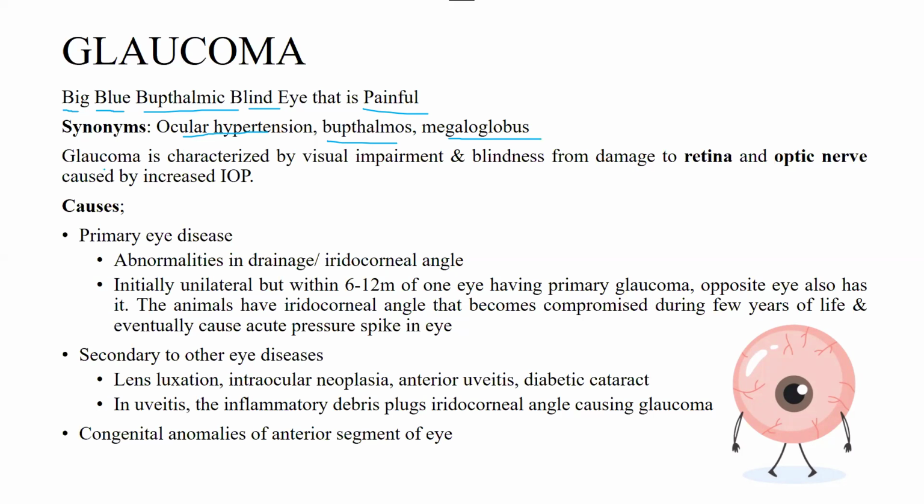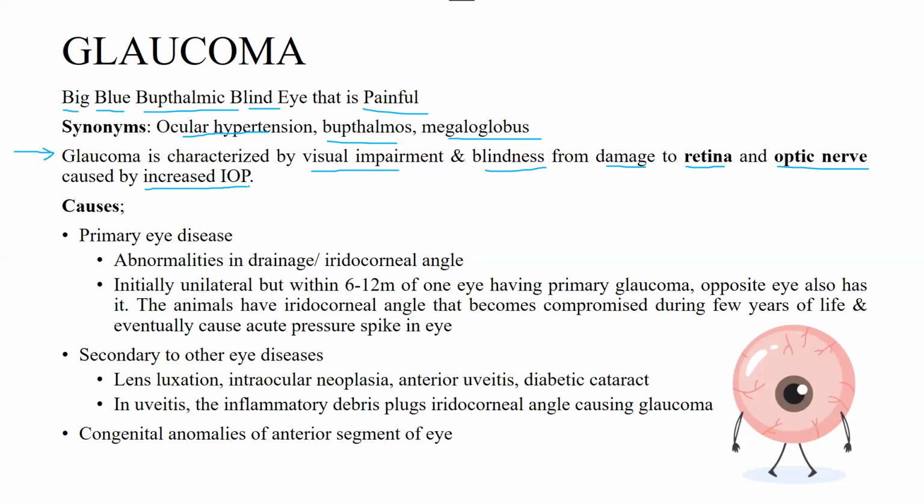So let's see the definition of glaucoma. Glaucoma is characterized by two things. Number one, visual impairment and blindness from damage. Now, damage to what structures? Number one is the retina and number two is the optic nerve. You should remember these two structures are going to be affected in glaucoma. And this damage is caused by increased IOP. So intraocular pressure gets increased in the eye and there is going to be damage to the retina and optic nerve, which leads to visual impairment and blindness.